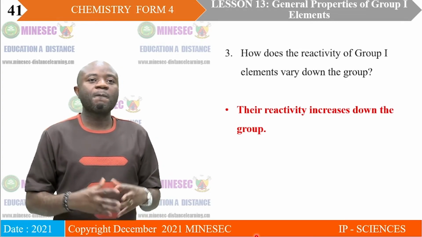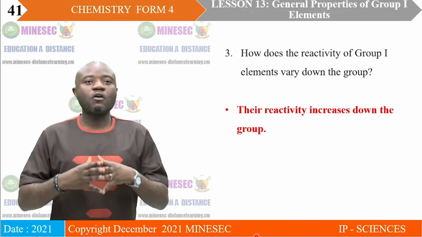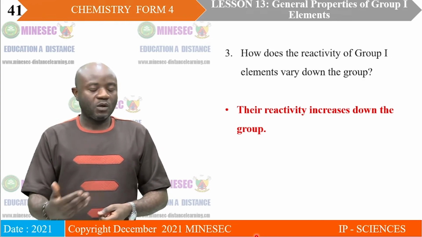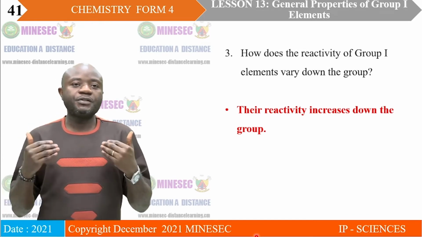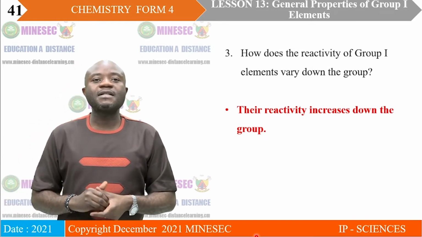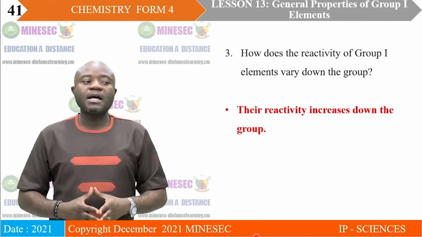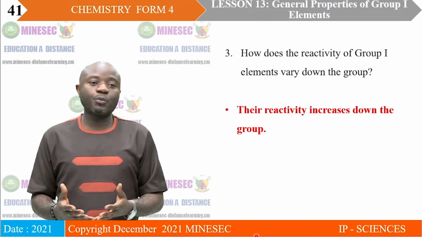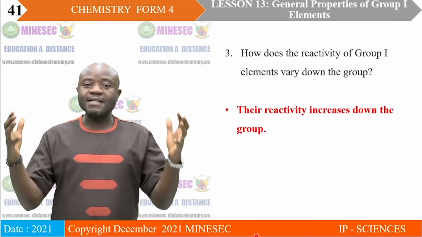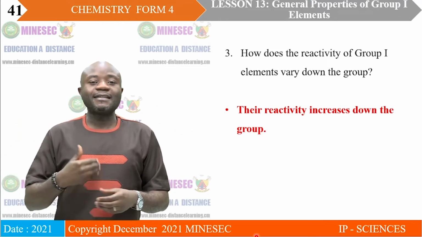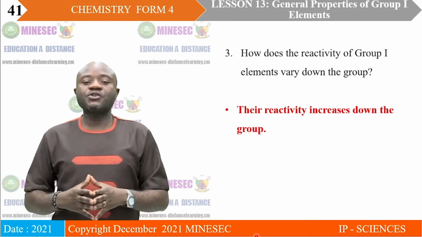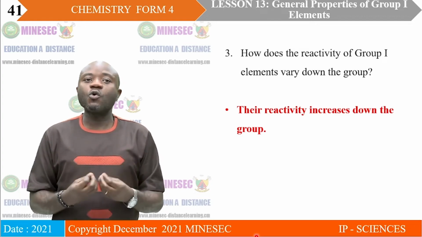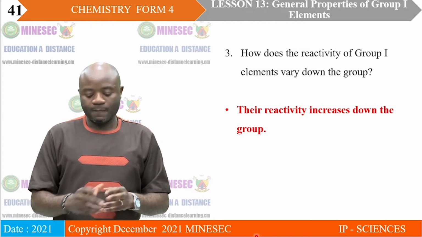Question number 3. How does the reactivity of group 1 elements vary down the group? As we said in the lesson, the reactivity of the group 1 elements increases down the group. And this is due to the increase in electropositivity down the group. Because the size of the atoms increases, the tendency for them to lose their valence electrons also increases down the group. So they show an increase in reactivity down the group.